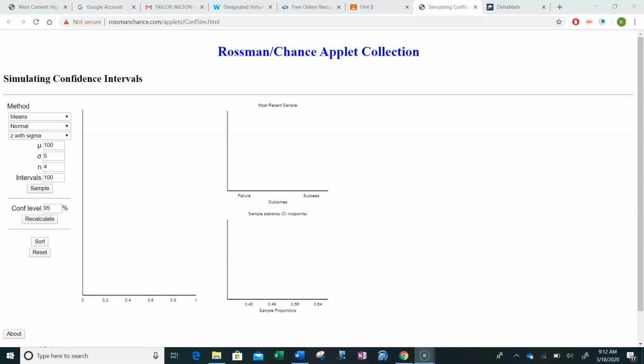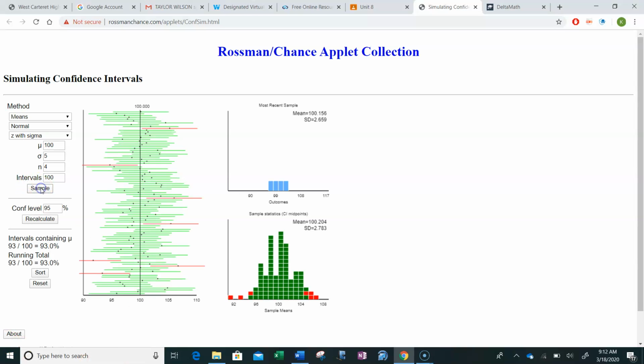All right, so this applet is the same one we used a couple of days ago, and it is in your Google Classroom, so you can look over to the left. All I've done is set it at means, normal, and I'm doing Z with sigma. My mu is 100, my standard deviation is 5, and my sample size is 4, and I'm going to pull 100 intervals. Okay, so when we do this, we can see that in this case, 93% of the intervals contained mu.